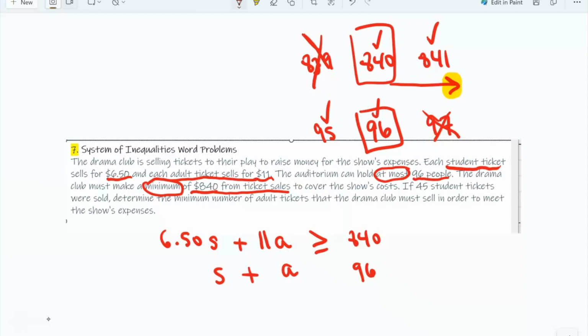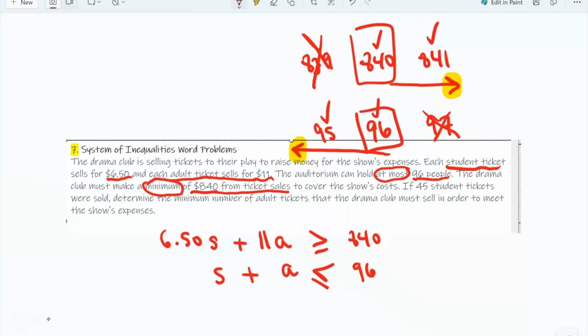So again, which way am I going? I start here and I'm going this way. Draw your arrow. There is your arrowhead right there. So I'm going to put my arrowhead like this. And do I include 96? Yes, I do. That means I put the equal sign there. So now I have my inequality written.